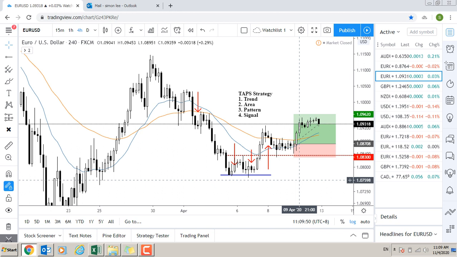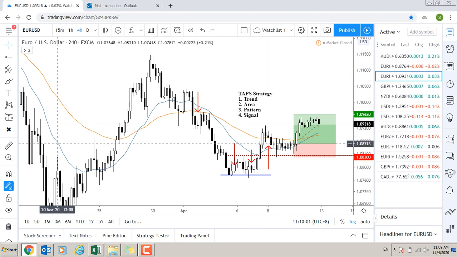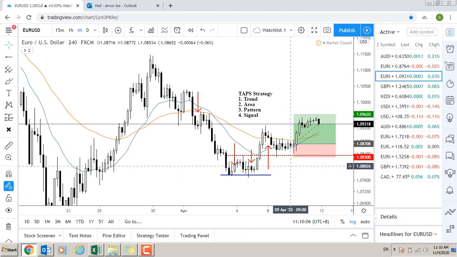Okay. Second is the area. Area basically is talking about resistance and support levels. Also, sometimes we might use the EMA line as our support or resistance area. So basically area is quite a wide topic. You can use a horizontal line, you can use a trend line, you can use EMA to define your support and resistance area. So if you combine one and two, you will have a very clear direction of what to do and what to look for.